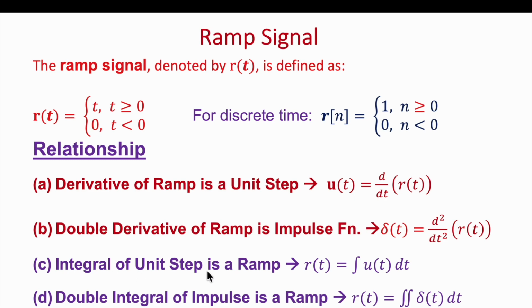The integral of the unit step is a ramp. If you take the integral of the unit step, which we have already proved, it will be equal to the ramp. And if you take the double integral of the impulse, it will also be equal to the ramp. So I hope that you understand the ramp signal.